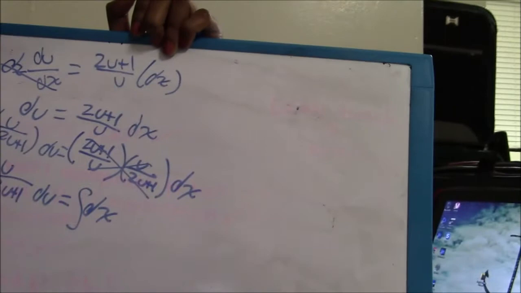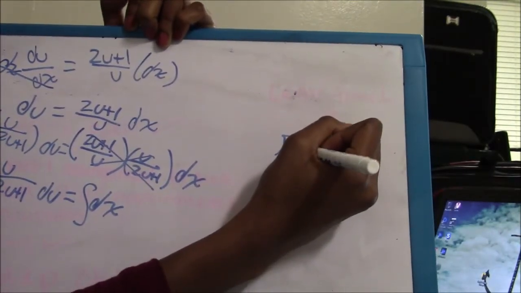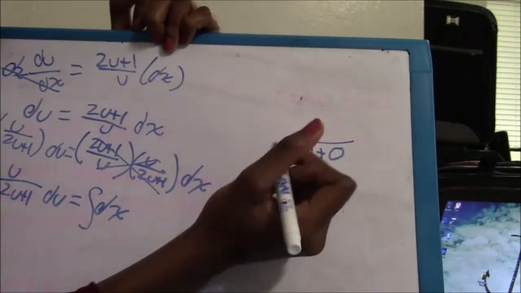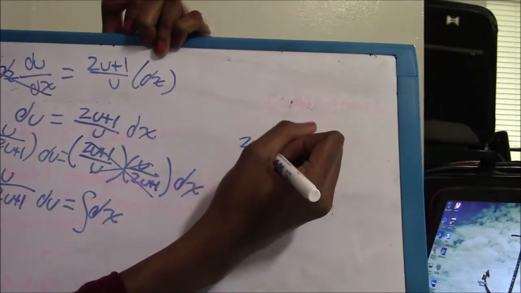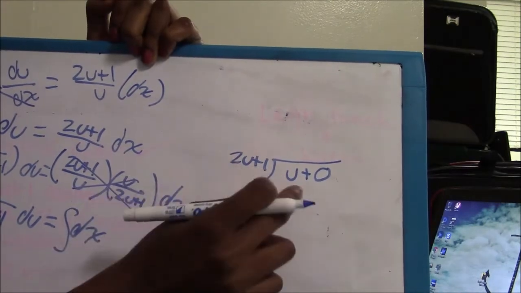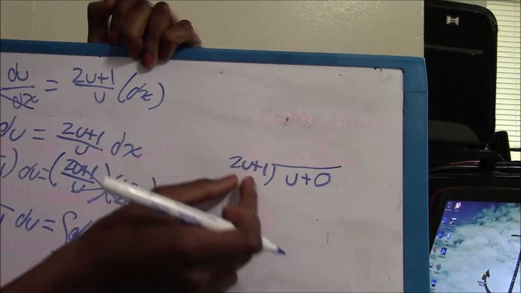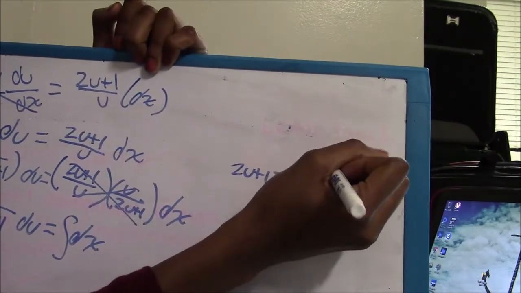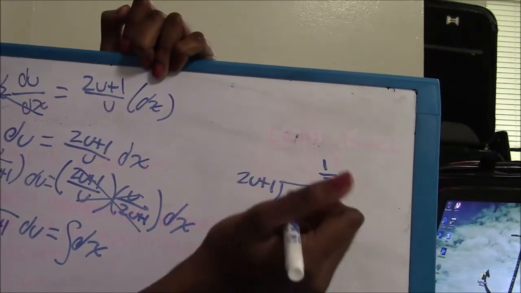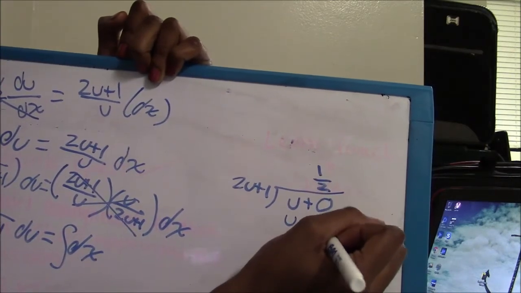So from this side, we're going to say u, I'm going to say u plus 0, it's going to make it easier, divided by 2u plus 1. Now, what do I need in order to make the 2u a u? 1/2, because when I multiply 2u by 1/2, it ends up being u. So we're going to put a 1/2. And then we're going to multiply. And so 1/2 times 2u plus 1 is going to be u plus 1/2.